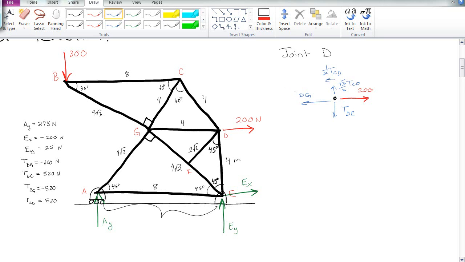Okay. And again, sum of the forces in the x direction: minus DG plus 200 minus 1/2 TCD equals 0.